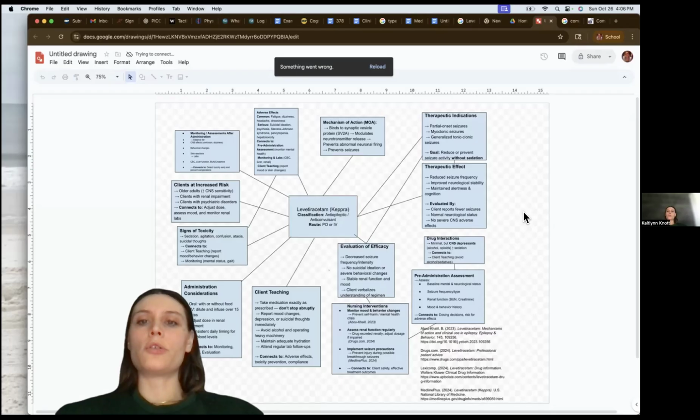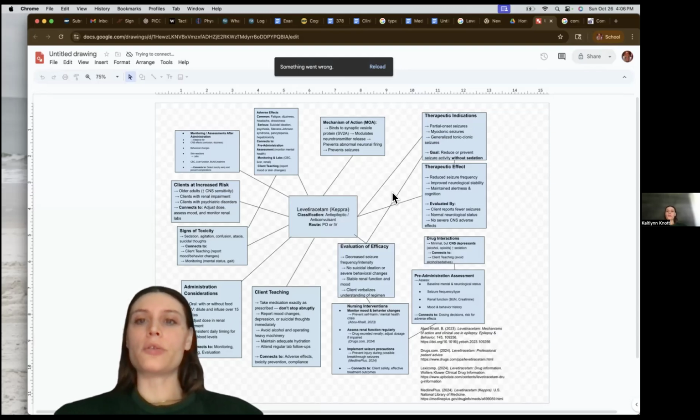So moving up to the mechanism of action right here. It binds to the synaptic vesicle protein SV2A and modulates neurotransmitter release, which then prevents abnormal neural firing, which prevents the seizures.